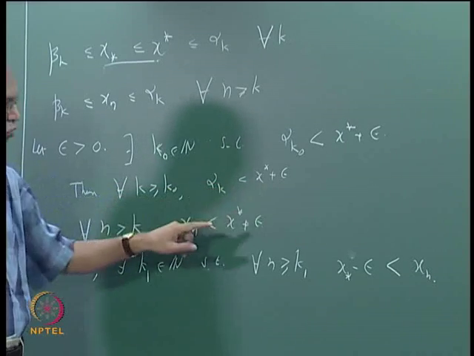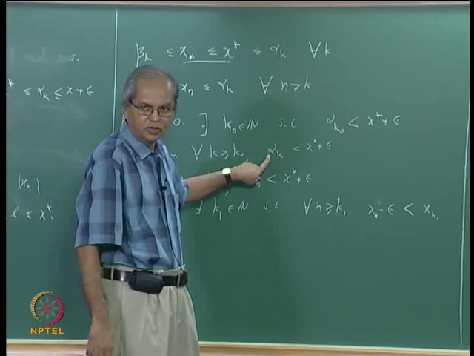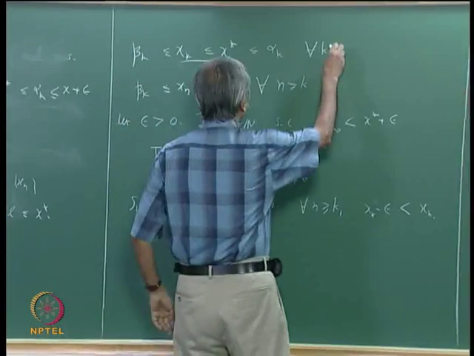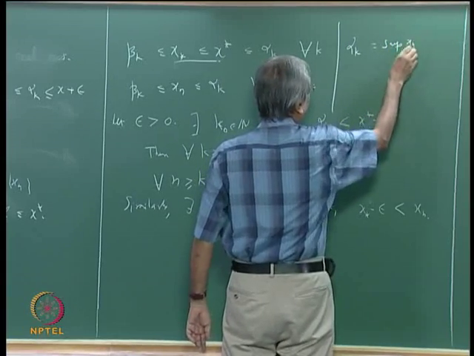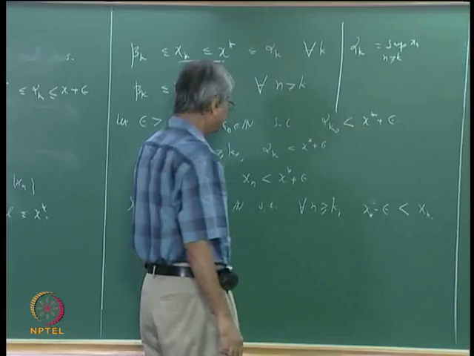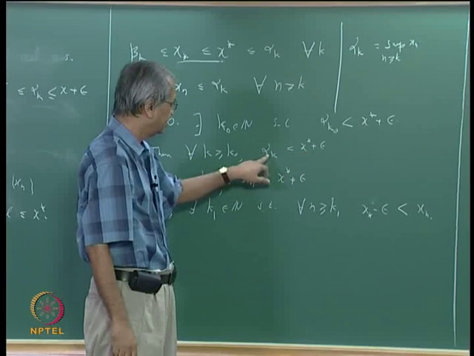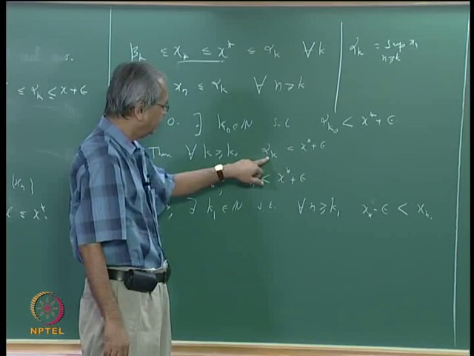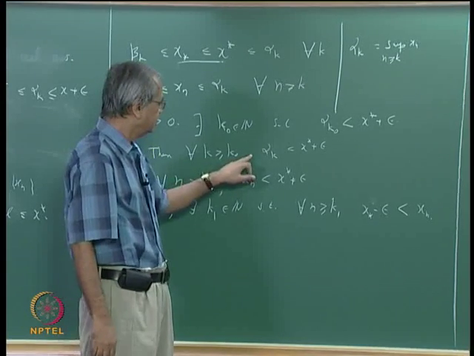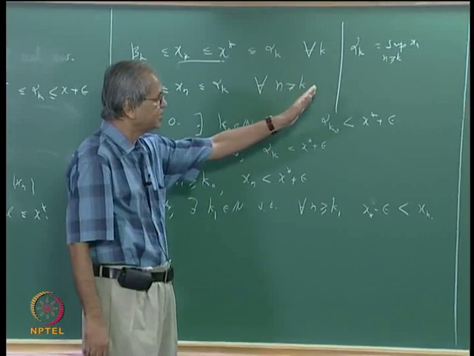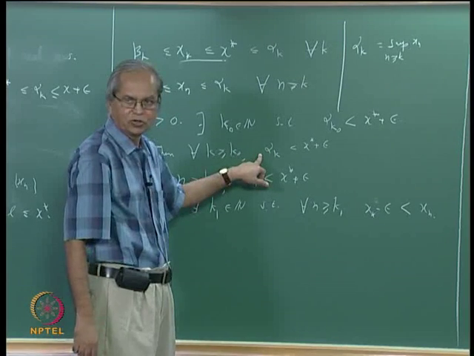Now alpha_k is a supremum. Let us recall it. What was alpha_k? Alpha_k is a supremum of x_n for n bigger than or equal to k. Now here I have used only what happens if you take x^star plus epsilon, but suppose you take alpha_k minus epsilon. Then there always exists some x_n with n bigger than or equal to k such that x_n is bigger than alpha_k minus epsilon.